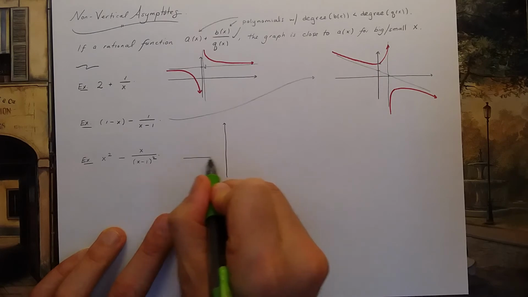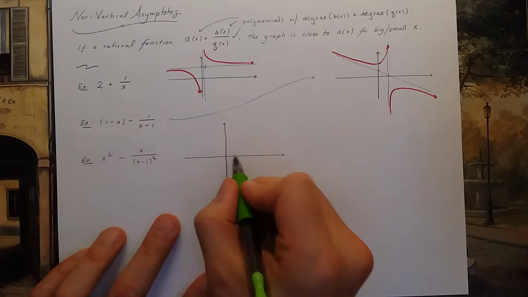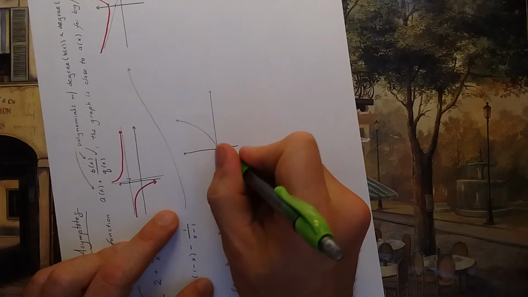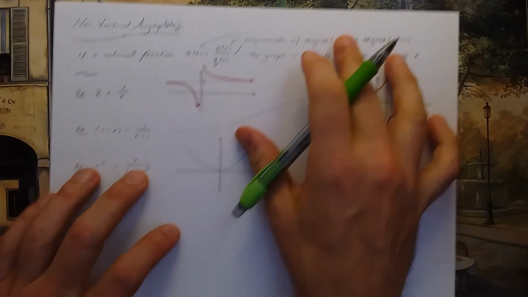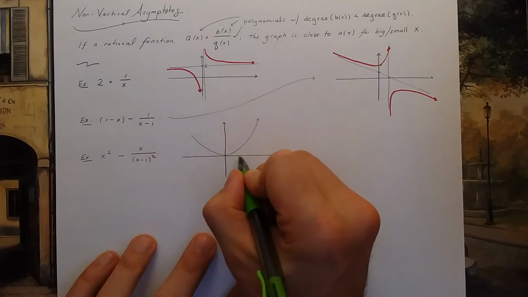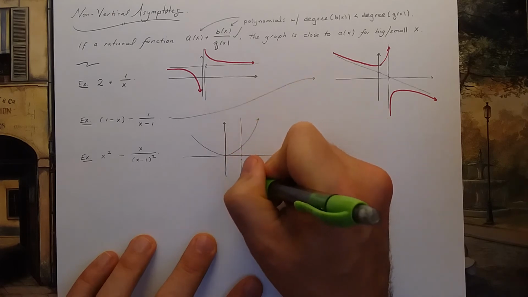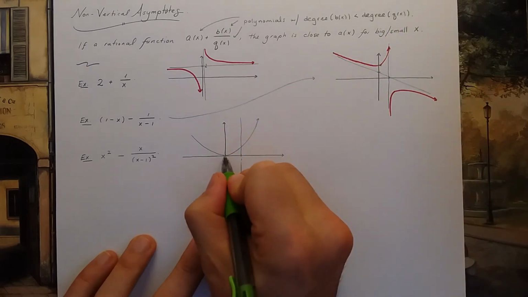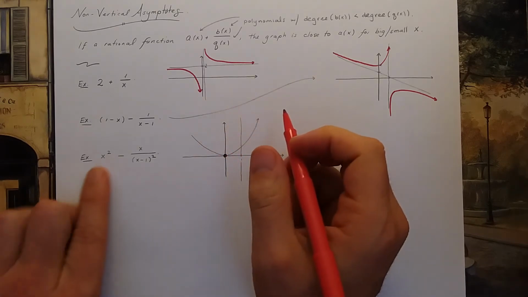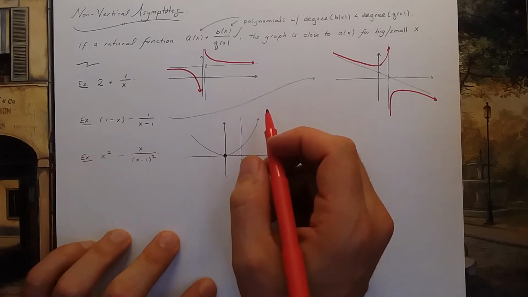So I'm going to begin as a guide by sketching the graph of this parabola x squared. So here's my parabola x squared. Then I will notice I have a vertical asymptote at 1, so I'm going to also draw a guideline here. I am crossing the y-axis here at 0, because I notice if I plug in x equals 0, I get 0 minus 0. So now I think I'm ready to sketch the graph.